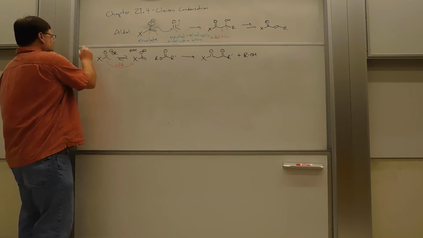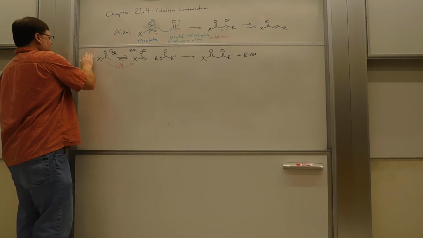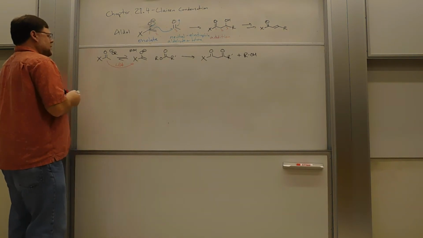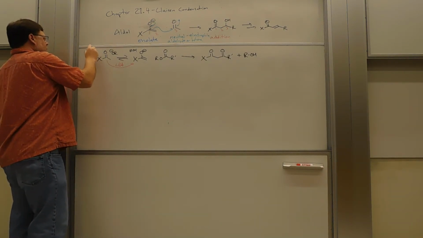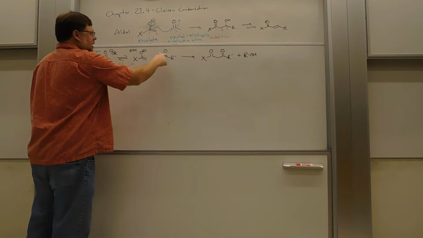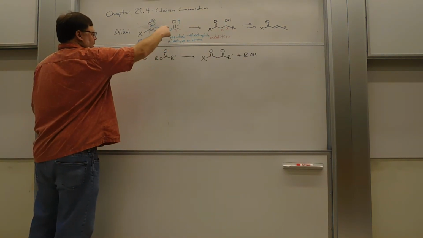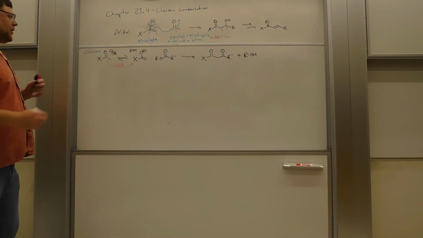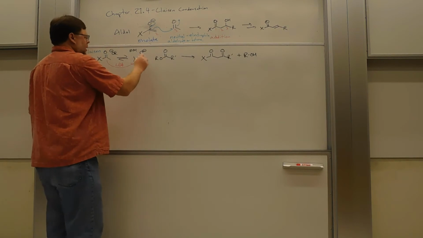So the Claisen here is a general reaction where we take an enolate and we add it to an ester. So the electrophile is an ester. In the aldol, the electrophile is an aldehyde or a ketone. Okay, so let's go through the mechanism for this.